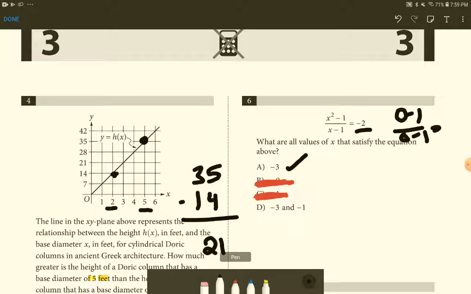And we would get -3, which works. And then we have to test -1. So that would be 1 minus 1 over -2, and that's 0 divided by -2. And since 0 divided by -2 doesn't equal -2, this one doesn't work either. So our answer would be A for number 6.